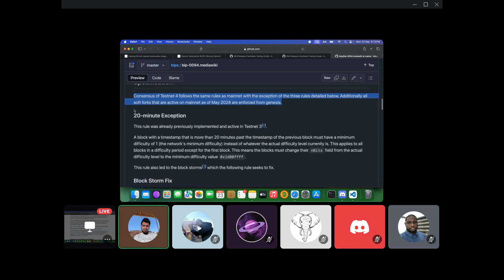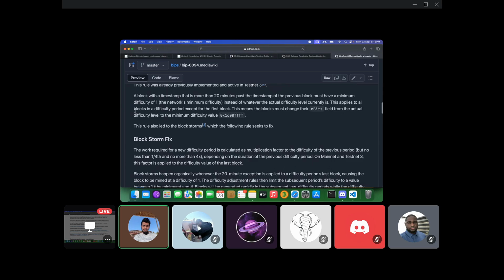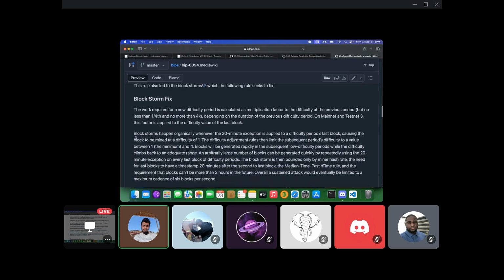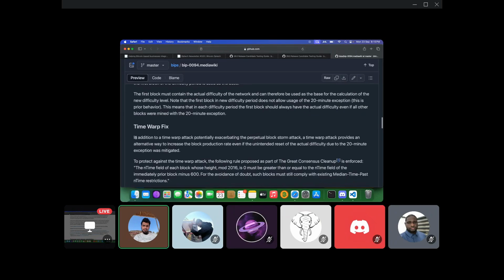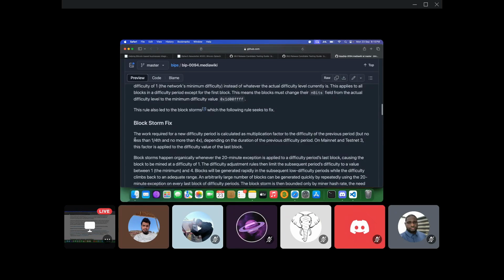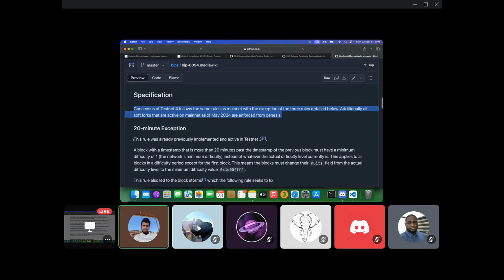Now, there are 3 notable changes in testnet 4 that we will go through. The first is the 20-minute exception. The second is a block storm fix. And the third is the time warp fix. Now, what's the 20-minute exception? This rule was already previously implemented and active in testnet 3. So this rule was incorporated in testnet 3 and now it's being carried forward to testnet 4.